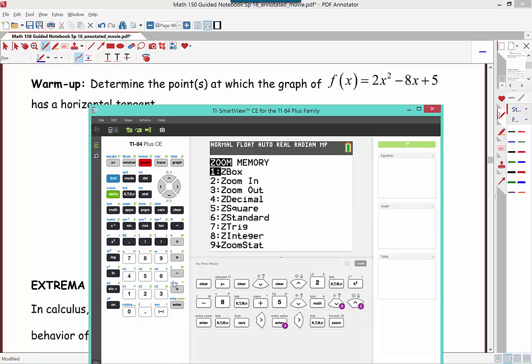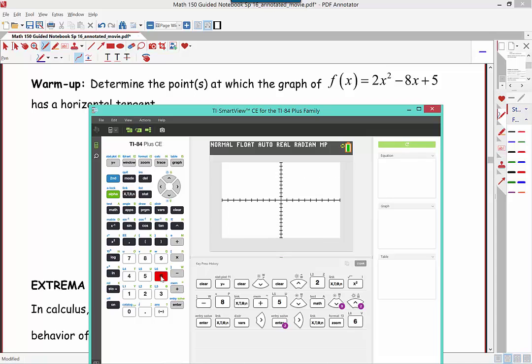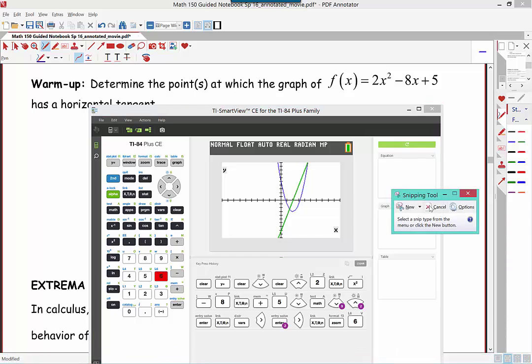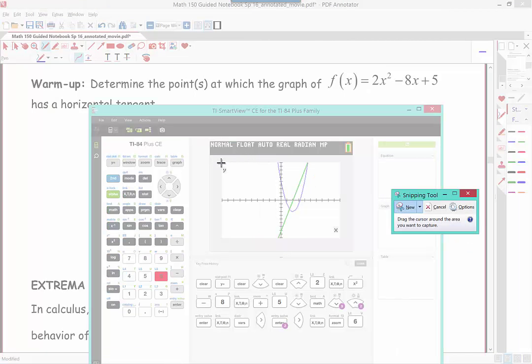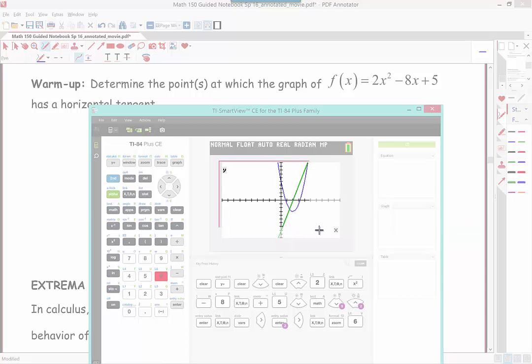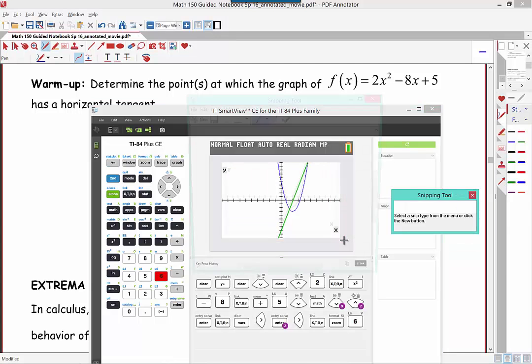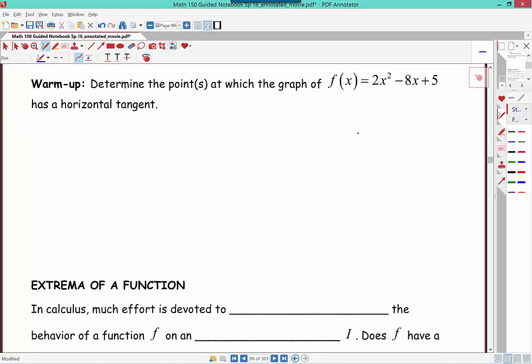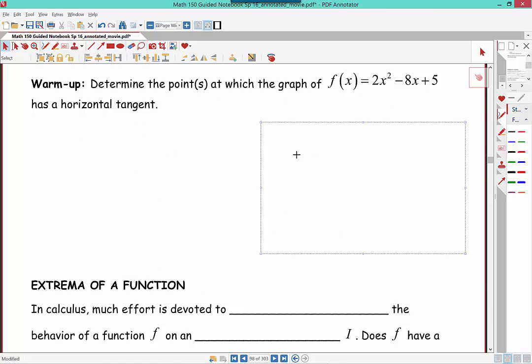All right, so let's go ahead and graph this. I'm going to do a standard zoom first of all, and then we'll see where we're at. This looks good. So let's go ahead and get a picture of this guy.